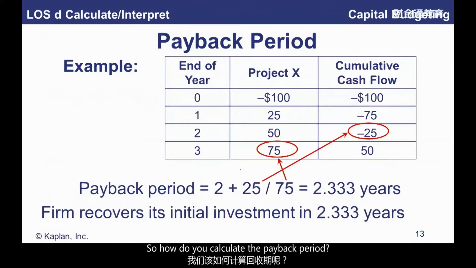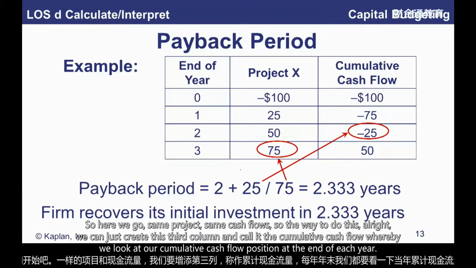So how do we calculate the payback period? So here we go, same project, same cash flows. The way to do this is we can just create this third column and call it the cumulative cash flow, whereby we look at our cumulative cash flow position at the end of each year.